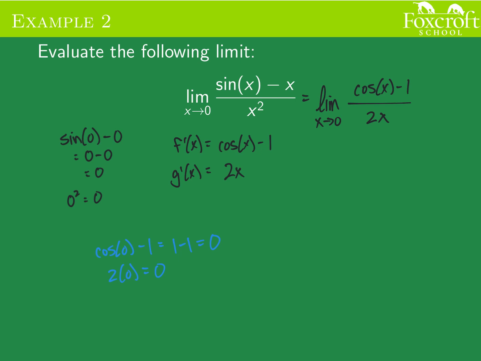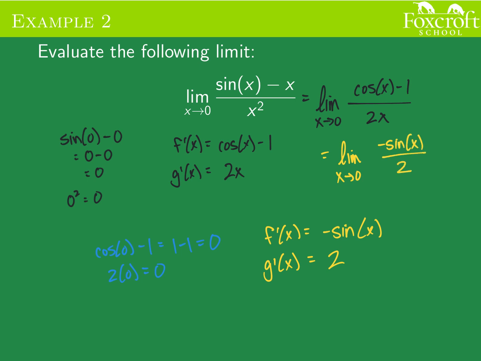What do I do? I do L'Hopital's rule. So I take the derivative of the top. It's going to be negative sine of x. The derivative of the bottom is going to be just 2. So now this limit becomes, again, the same limit. We don't change the fact that we're going to 0. But now I use these two derivatives in its place. And now I can just plug in 0. Sine of 0 is 0. And I get 0 as my answer.